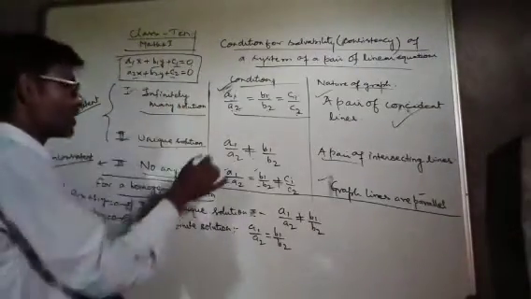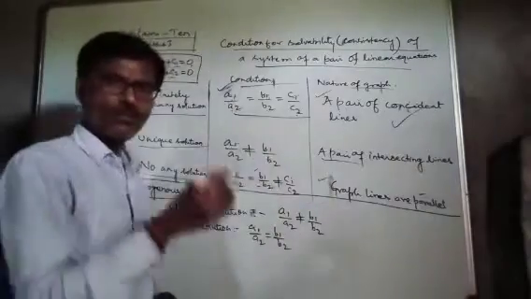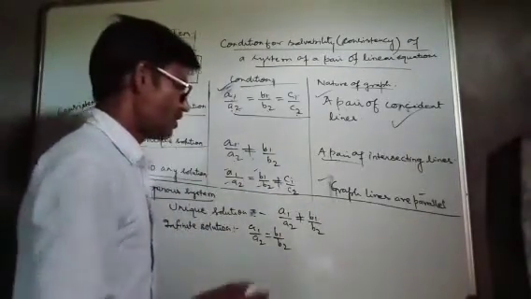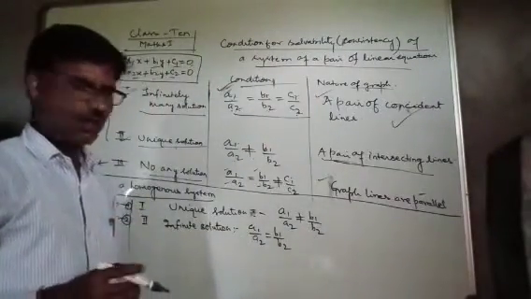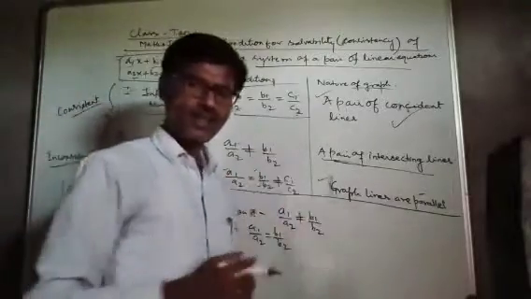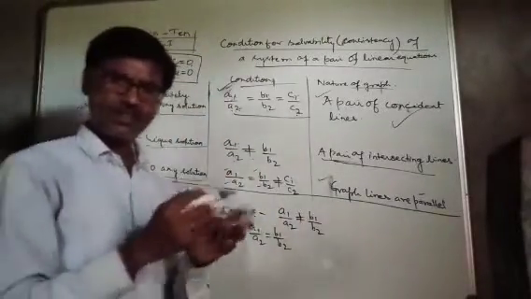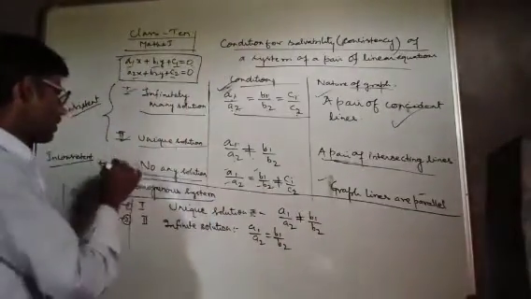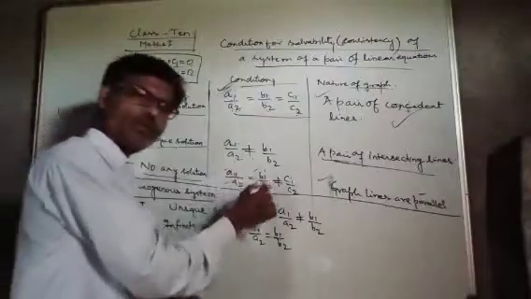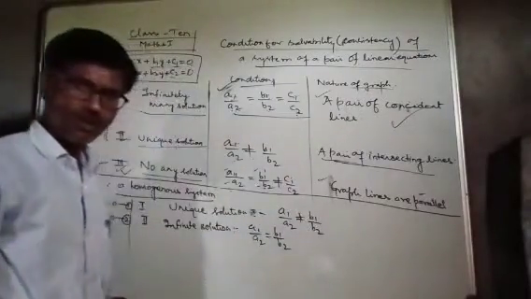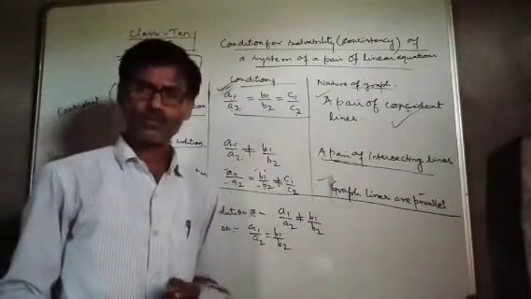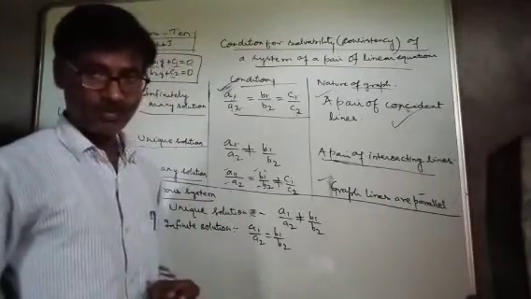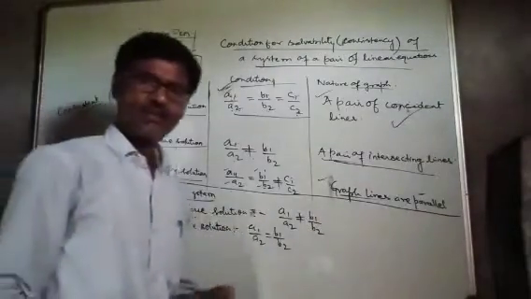For unique solution, condition is a1 upon a2 not equal to b1 upon b2. And in this condition, the graphs for the two equations are intersecting lines. Means the two graph lines intersect at a point. Condition for no solution is a1 upon a2 equal to b1 upon b2 not equal to c1 upon c2. And in case the pair of linear equations in two variables has no common solution, the graph representing the two equations will be parallel. Okay? In this case, graph lines are parallel.